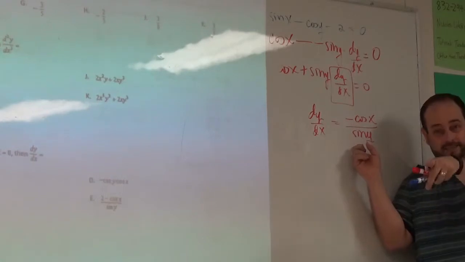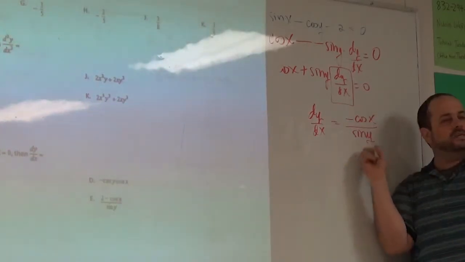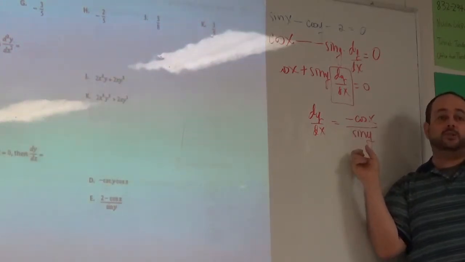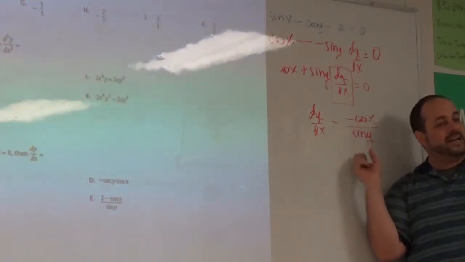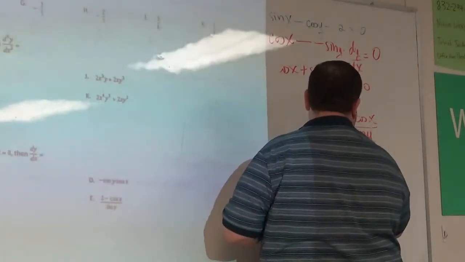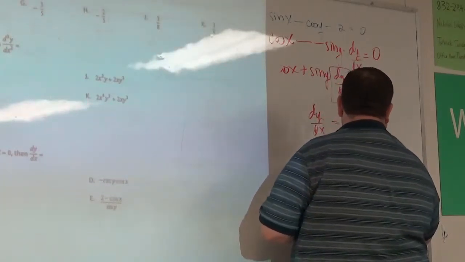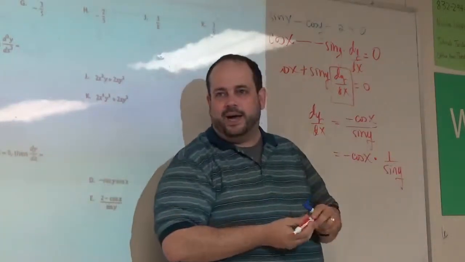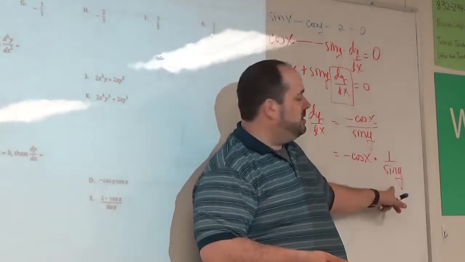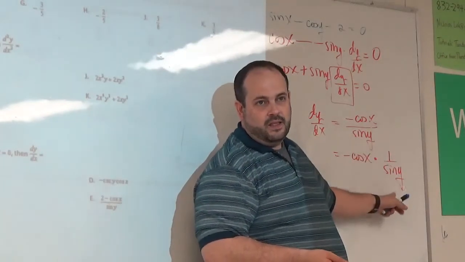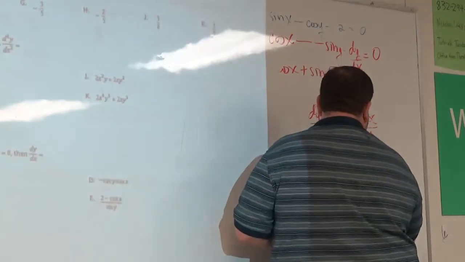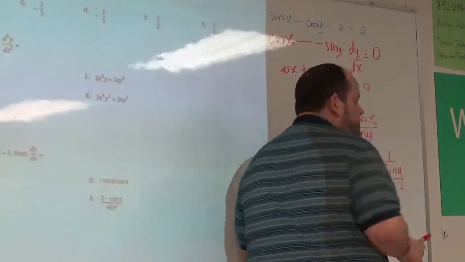Yes, as long as the angles are the same. These angles are not the same. You can't reduce and say cosine over sine is cotangent when it's cosine and sine of different angles. What you could do would be to write this as the negative of the cosine of x times 1 over the sine of y, and 1 over sine, you guys should know, is cosecant. So this is negative cosine of x times cosecant of y. Done.